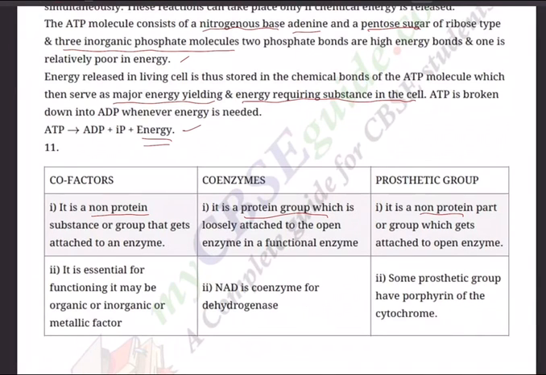Second, cofactor is essential for functioning. It may be organic, inorganic or a metallic factor. Coenzyme, NAD is a coenzyme for dehydrogenase, removal of hydrogen. Nicotinamide adenine dinucleotide. And prosthetic group, some prosthetic groups have the porphyrin of the cytochrome. The ring structures will be there. So this is how we differentiate the cofactor, coenzyme and prosthetic group.